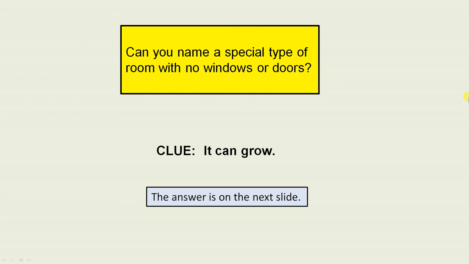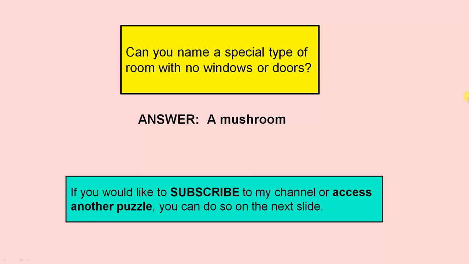Okay, as promised, here we go with the answer. Congratulations if you solved it. So here we go. Can you name a special type of room with no windows or doors? The answer? A mushroom. And the clue was it can grow. So I think you might have got that one. Congratulations if you did, and I certainly hope you enjoyed it.